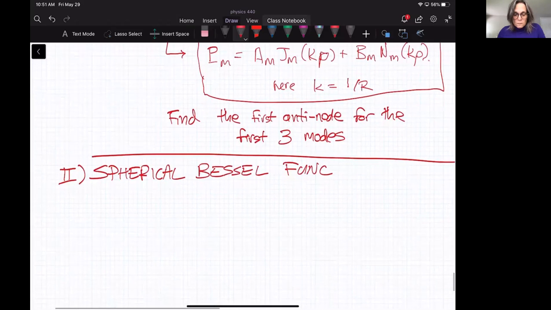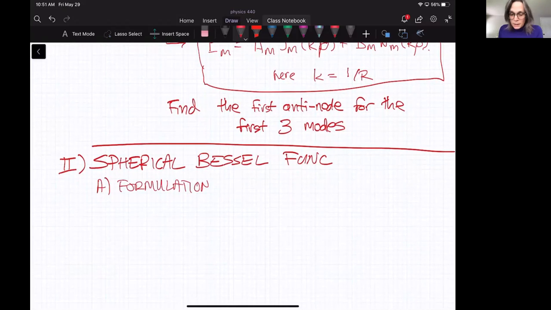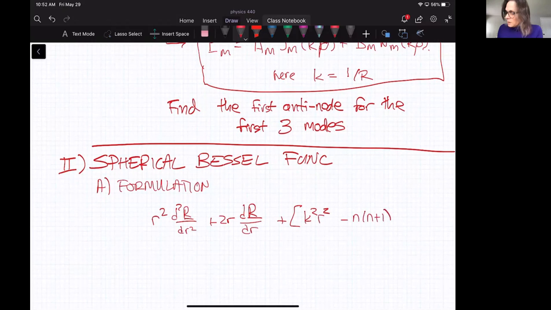By looking at a solution for the heat equation or Helmholtz equation in spherical coordinates and isolating the radial component. So if you focus on r squared d squared R/dr squared plus 2r dR/dr plus k squared r squared minus, and if you remember, sometimes we've called this l times l plus 1, we'll use n times n plus 1, times R, set equal to 0.